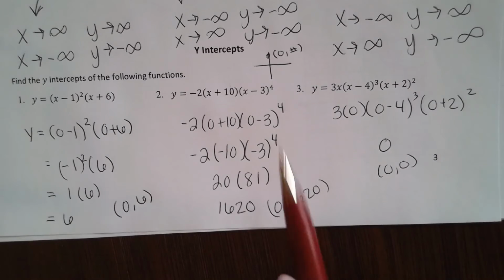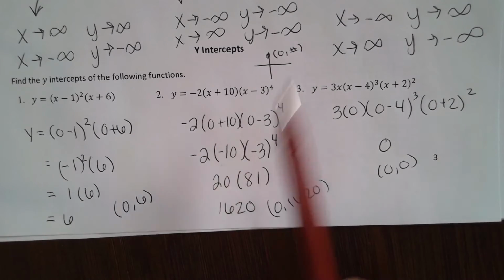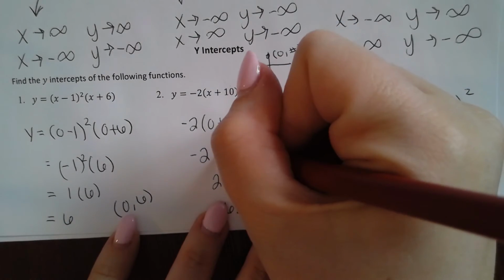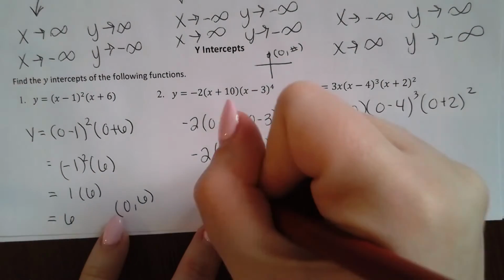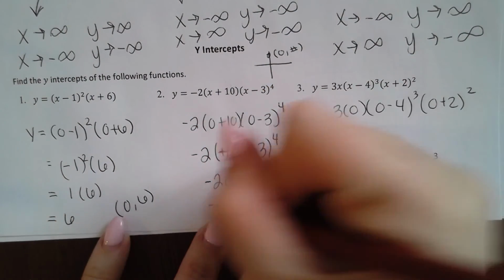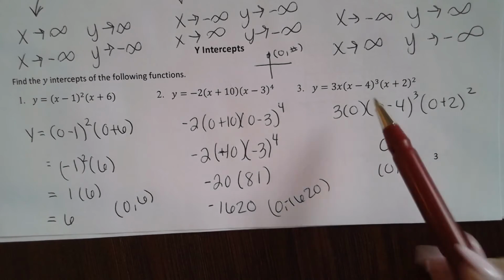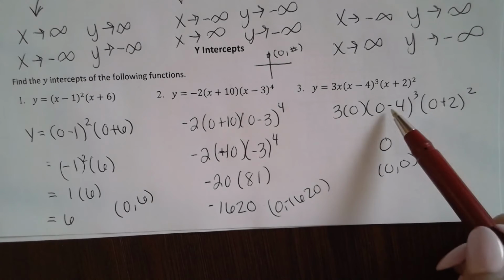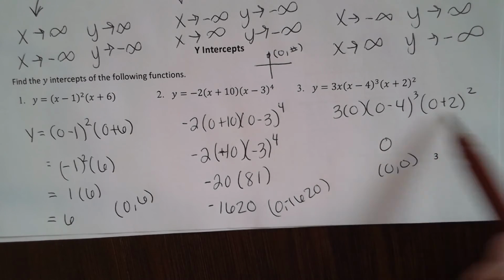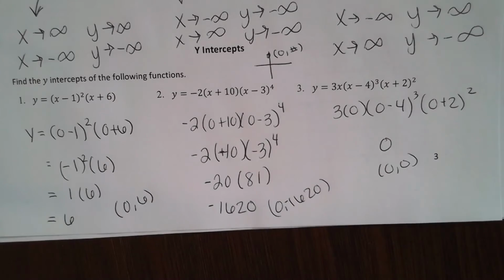Okay, so for number 2, I plugged in 0 for x. I have negative 2 times, oh, this should have been positive 10. So this would be negative 20, so negative 1620. And then on number 3, if I plug in 0 for x, I'm going to have 3 times 0 times the number times the number. Well, anything times 0 is 0. So our final answer here is 0, 0.